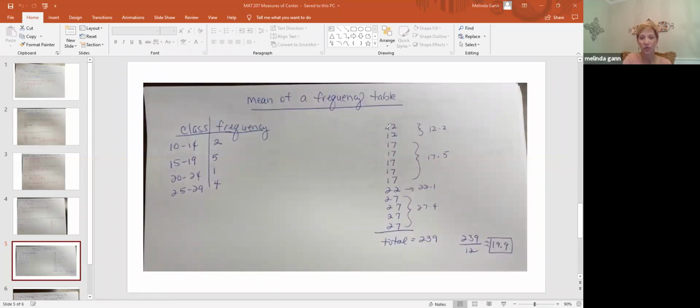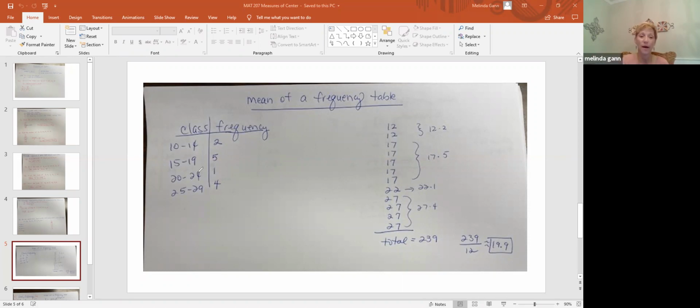So I wrote down 2 12s. And then the midpoint of this one is a 17, so I pretended like I had 5 17s. Now really, I might have had a 15, 2 17s, an 18, a 19. You see what I'm saying? I don't know, but I have to kind of fudge a little bit.